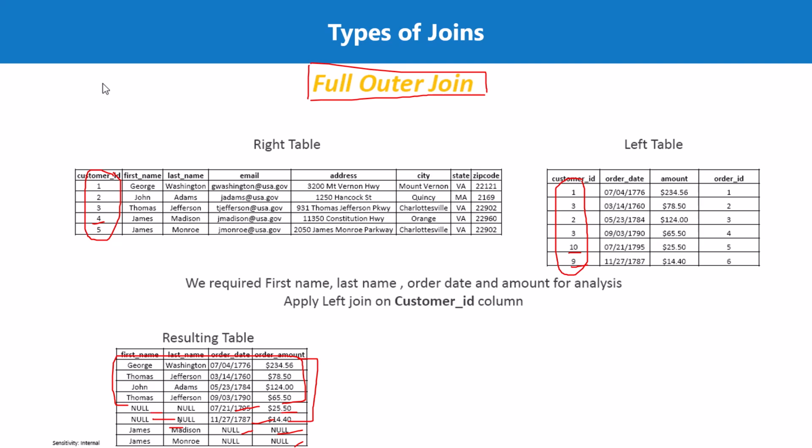So this is kind of combining everything. You bring everything from both the tables. For the common records, just put in the common records, and for the records which are not present in one table but are present in the other table, just bring in the corresponding null values. This kind of a join is called the full outer join.